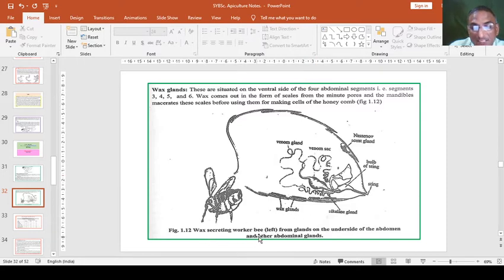So this is the wax secreting worker bee. Wax is secreted here from glands on the underside of the abdomen, the lower side, along with other abdominal glands. So this is the abdominal structure, and this is the poison gland or sting, we can say.